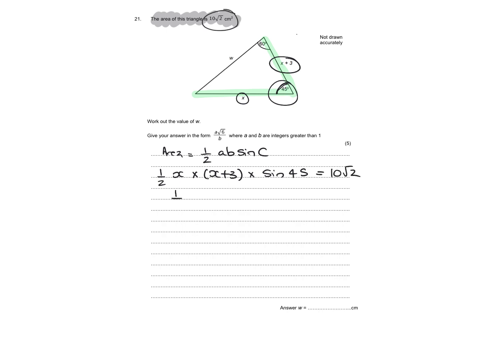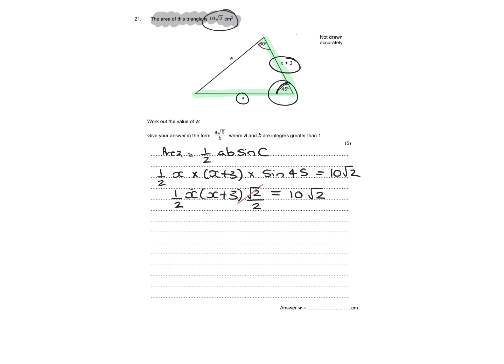So we know the area of a triangle is equal to half a times b multiplied by sine of the angle in between them. So that tells me a half multiplied by one of the sides, x, multiplied by another adjacent side there, x plus 3 in brackets, multiplied by the sine of the angle in between them, which is 45, must equal the area of the triangle, which is 10 root 2. So that tells me I've got a half x plus 3. Now sine 45 is root 2 over 2, knowing our exact trig values, equals 10 root 2.